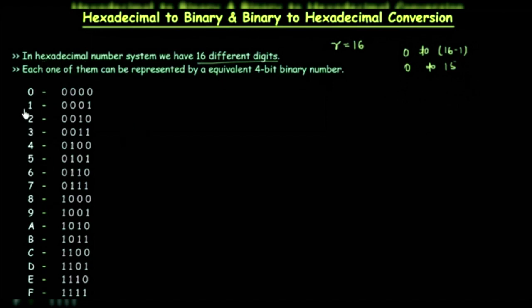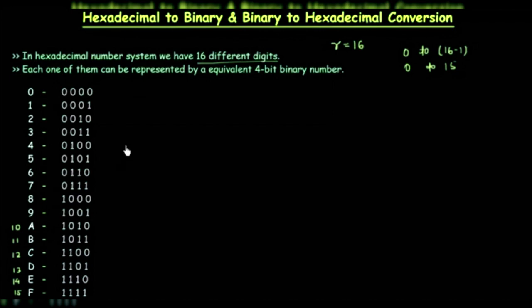I have already written them, and if you remember, I told you 10 is written as A, 11 is written as B, 12 is written as C, 13 as D, 14 as E, and 15 as F. So this is how we represent 10 to 15 in case of hexadecimal number system.